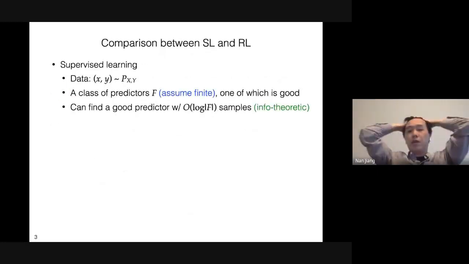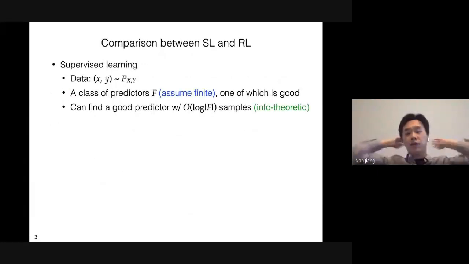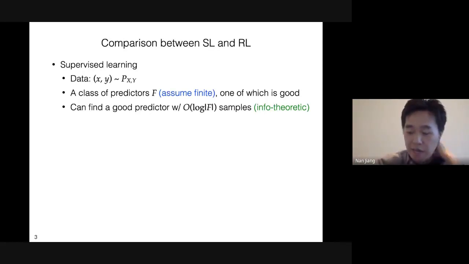So what do I mean by sample efficiency? What I want to do first is to anticipate what kind of results I'm looking for. Here I'm drawing a comparison between supervised learning and reinforcement learning. In supervised learning, what's the kind of sample complexity result you learn on day one of a learning theory course? Well, it's something like this. You have a data set, which are XY pairs drawn from a joint distribution, and you have a class of predictors F, and let's assume it is a finite class. And one of the predictors gives you good predictions.